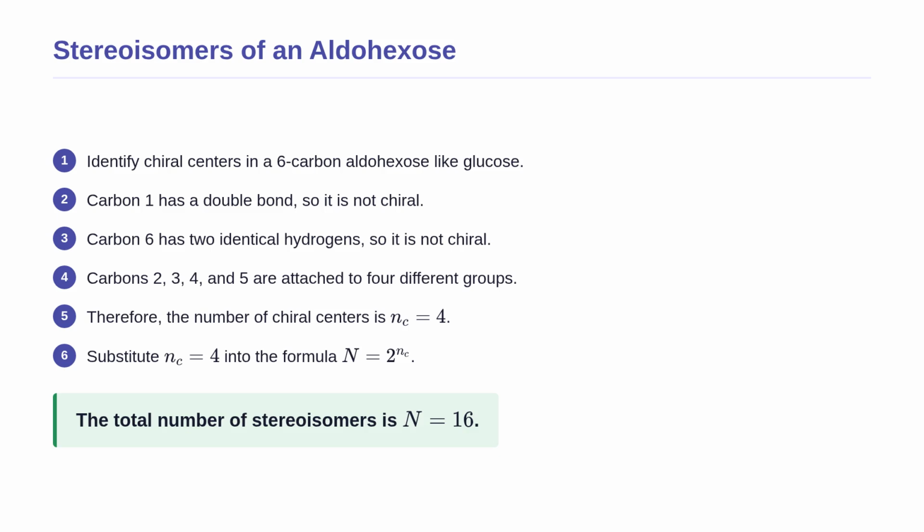Let us apply this formula to our 6-carbon aldohexose, glucose. We need to find the number of chiral centers. Carbon 1 is part of a double bond, and carbon 6 is attached to 2 identical hydrogen atoms, so neither is chiral. However, carbons 2, 3, 4, and 5 are each attached to 4 different groups. This gives us exactly 4 chiral centers. We substitute 4 into our equation, calculating 2 multiplied by itself 4 times. The final answer is 16. This means glucose is just one of 16 completely different 3D shapes possible for this formula.